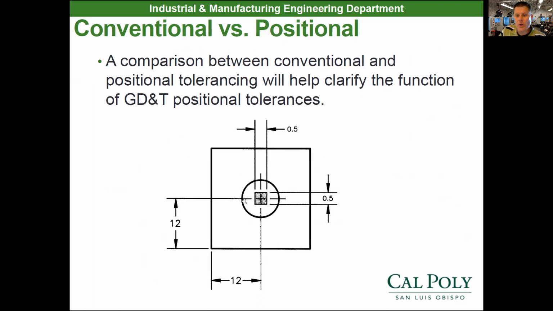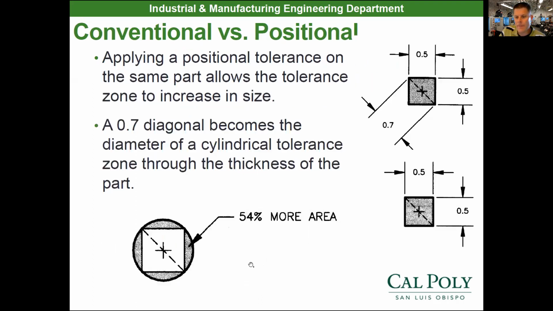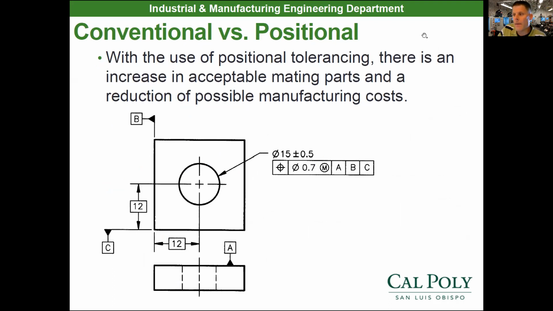So instead of having a drawing like this, where we have the plus or minus 0.25, I can give basically an example here where I have 15 plus or minus 0.5. So this is the size. This is the location down here, right? So the location is based off its position.